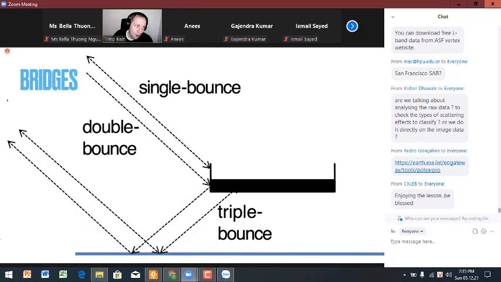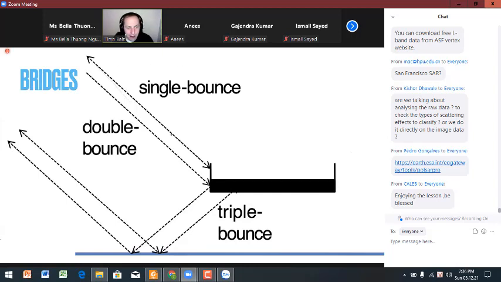For bridges over water, we often also find the triple bounce. We hit the water, we hit somewhere under the bridge, that signal gets reflected back to the water and then back to the sensor. So three times bouncing. These are the signals that we see, and all of these signals have different running times.